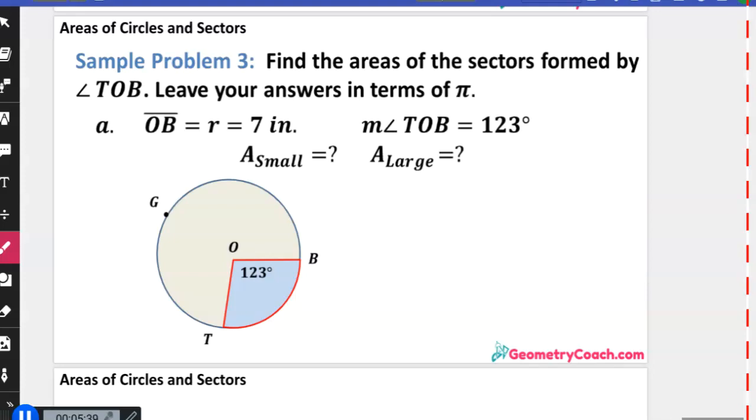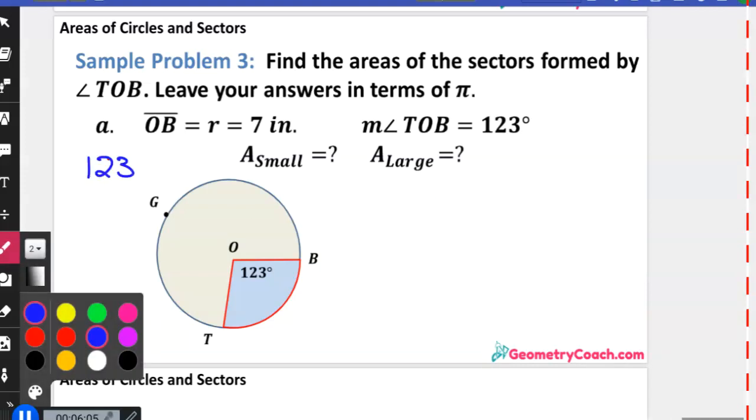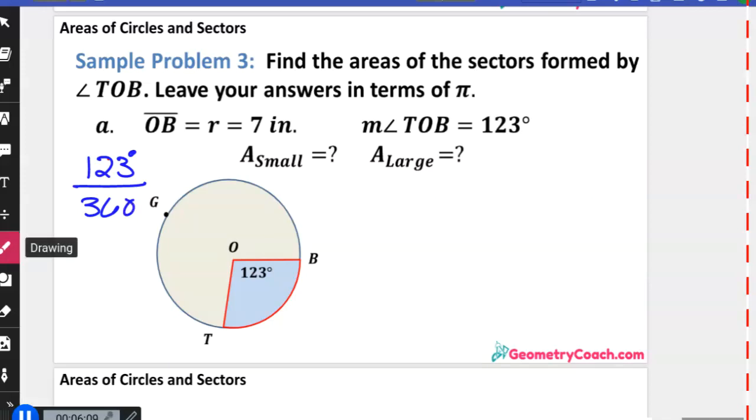So we are trying to find the area of the sectors formed by angle TOB. So we're trying to find the area of the blue, and the area of the beige. Okay. So first of all, what part of the circle is the blue part? It's 123 degrees out of 360 degrees.